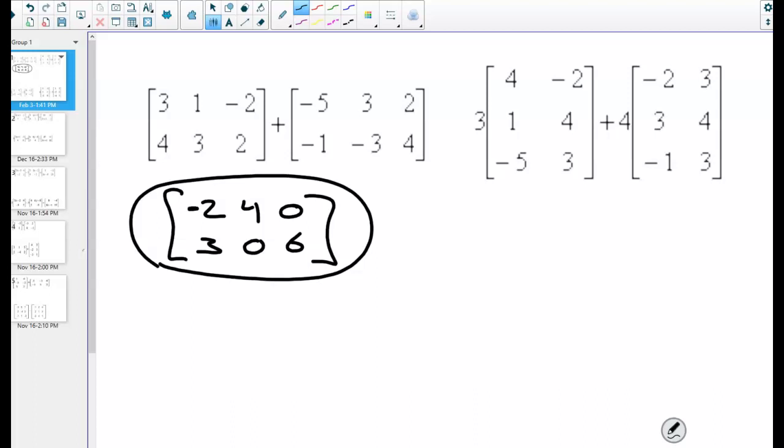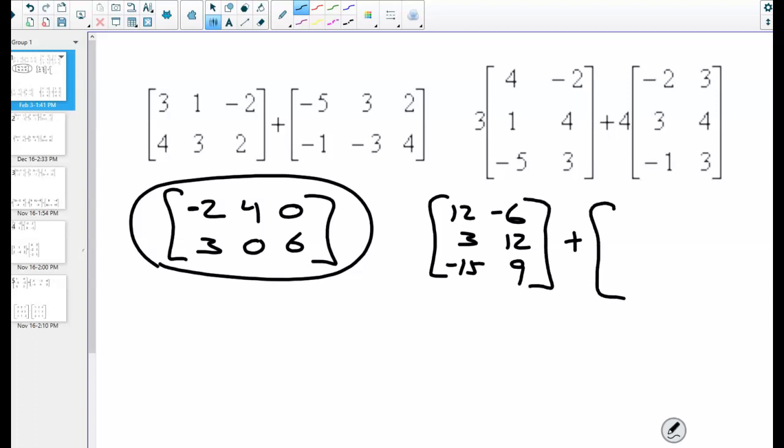And now when there's a number outside the matrix representing that scalar multiplication, we distribute that number first. We get 12, negative 6, 3, 12, negative 15, and 9. Plus, now I distribute the 4. Negative 8, 12, 12, 16, negative 4, and 12. And now we're adding as we just previously did.